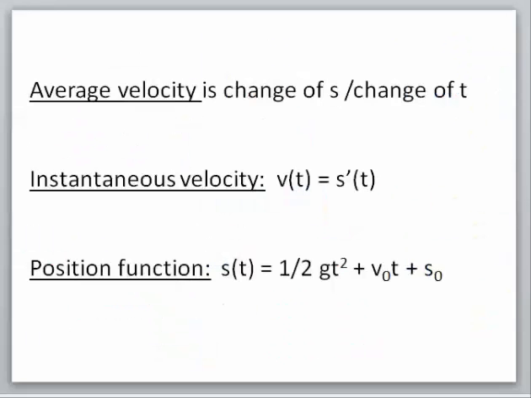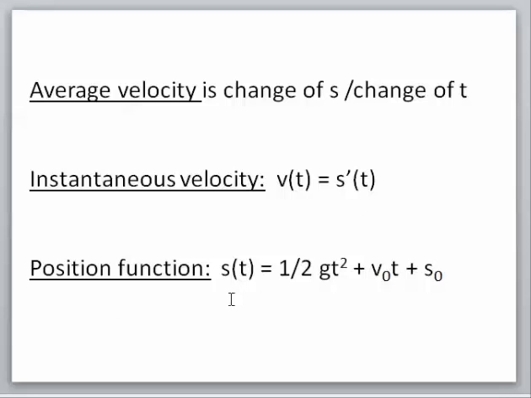So to reiterate what I just talked about, the average velocity is the change of s over the change in t, change in position over the change in time. Instantaneous velocity is the derivative of that position function or that distance function. And this will become useful later when we have to write our own position functions, and we'll actually do a little bit of this today.